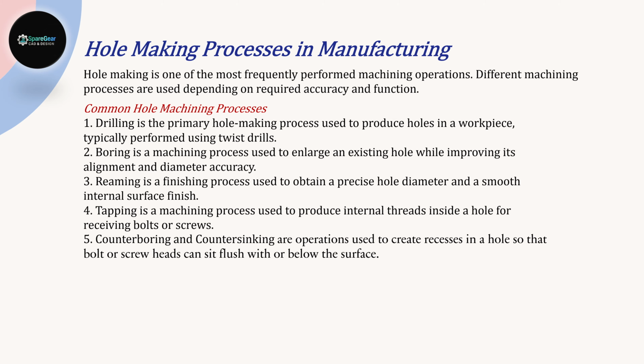For example, boring is used to enlarge an existing hole and improve alignment. Reaming is a finishing process used to obtain accurate diameter and smooth surface finish. When internal threads are required, the tapping process is used. Additional machining operations such as counterboring and countersinking create recesses so that fasteners can sit properly inside the component. With this basic understanding of hole-making processes, we can now begin studying the different types of holes used in engineering.